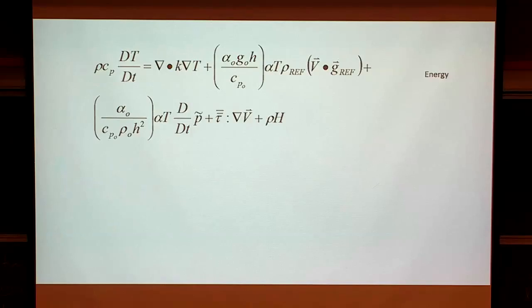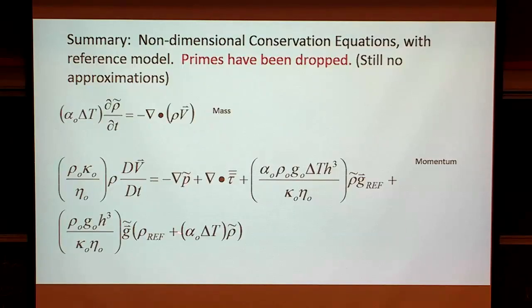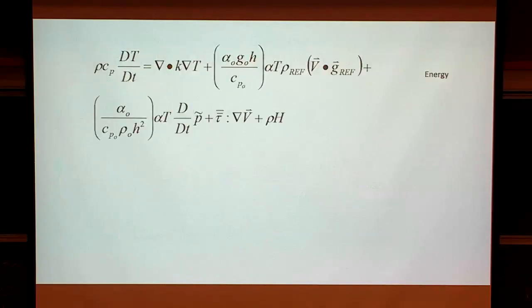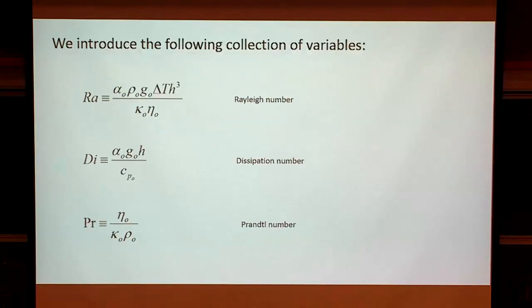Okay, so these are the mass equation, momentum equation, and the energy equation. But what I want to do now is introduce, you saw I collected variables together. We can now talk about those collections of terms. One collection of terms that we saw in those equations were these guys here. And we call that collection of numbers the Rayleigh number.